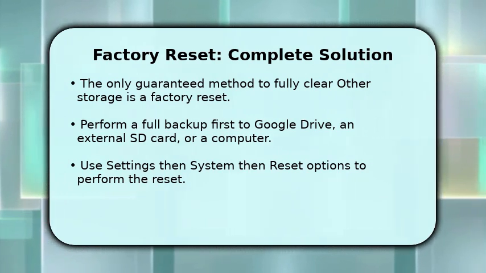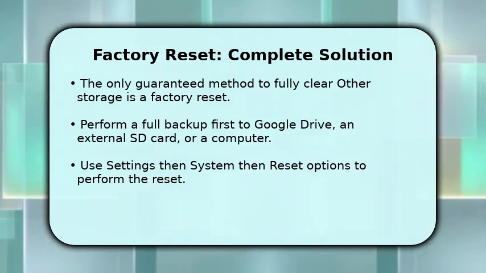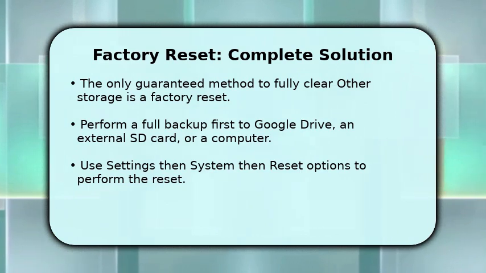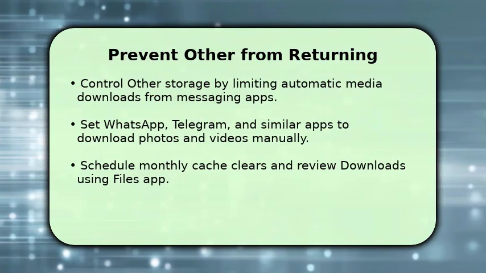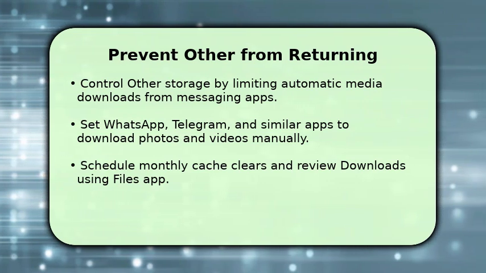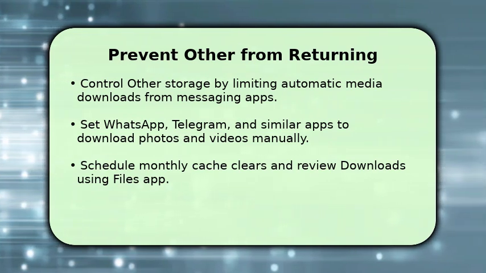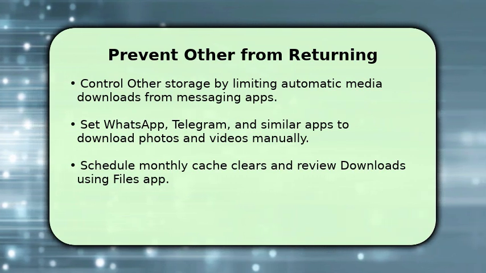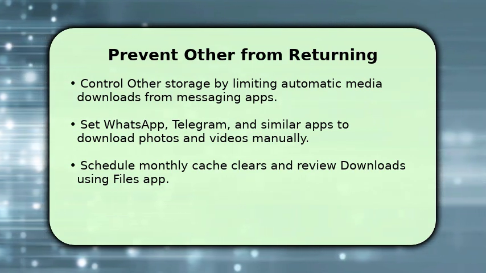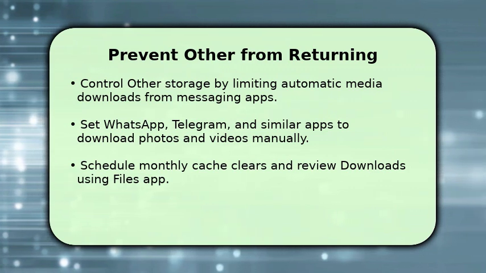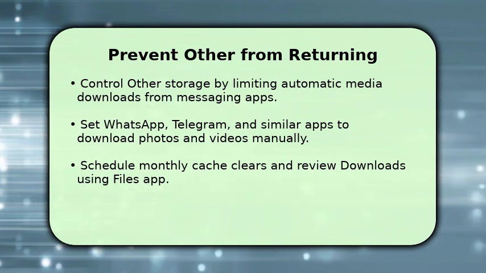After restoring, control other storage by limiting automatic media downloads from messaging apps. Set WhatsApp, Telegram, and similar apps to download photos and videos manually. Use app settings to restrict background data and storage access for apps. Schedule monthly cache clears and review downloads using Files app.